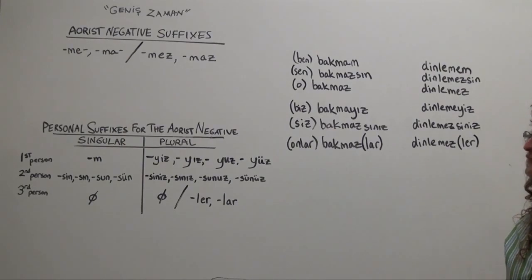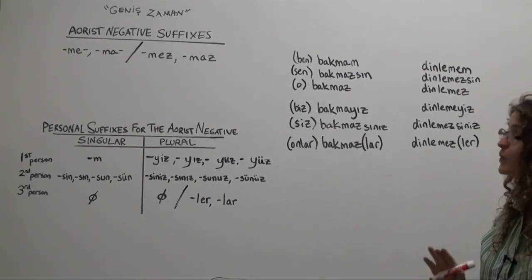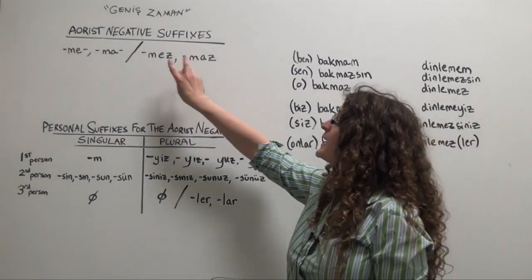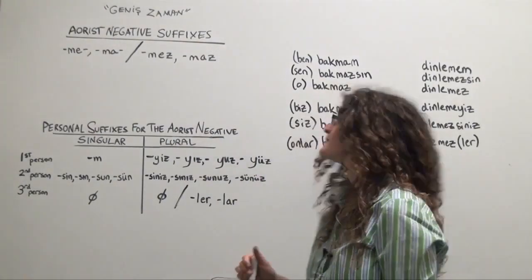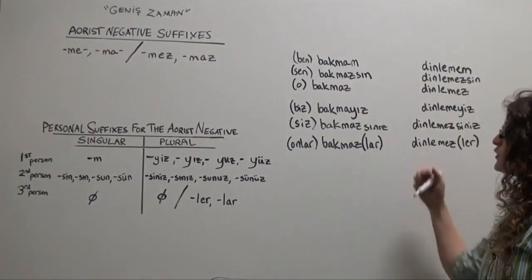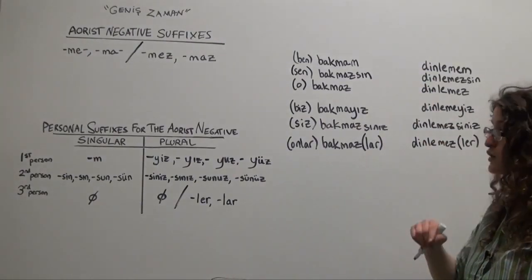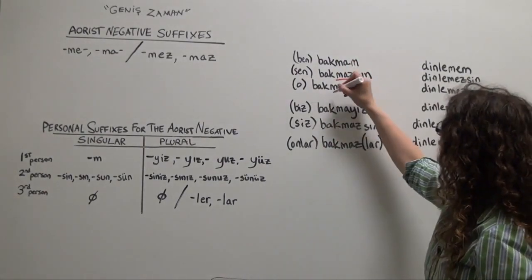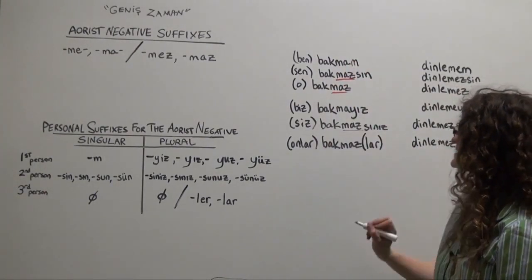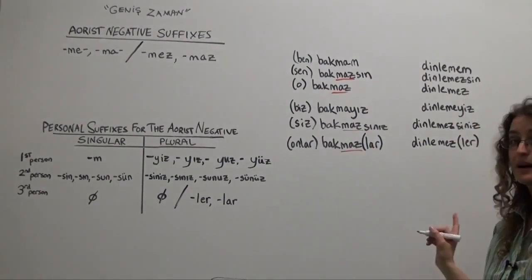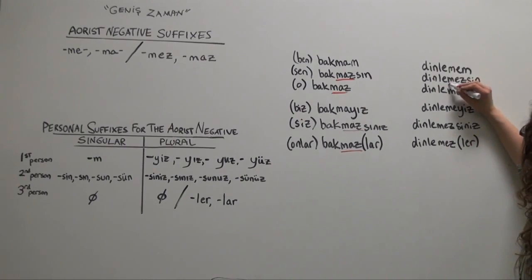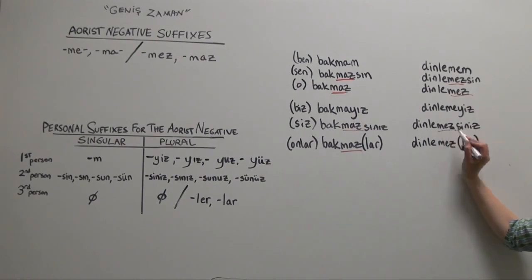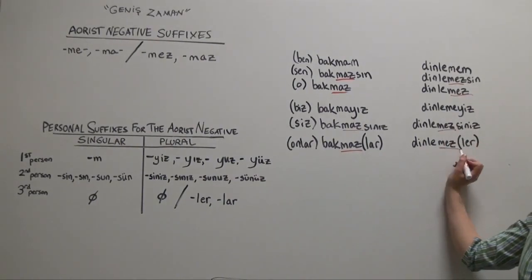I just want, before we finish this video, to draw your attention to which forms of the aorist in the negative receive this new mez, maz negative suffix. So, any form in the second or the third person. So, sen bakmazsın, o bakmaz. Siz bakmazsınız, onlar bakmaz, or onlar bakmazlar. Sen dinlemezsin, o dinlemez. Siz dinlemezsiniz, and onlar dinlemezler, or dinlemez.